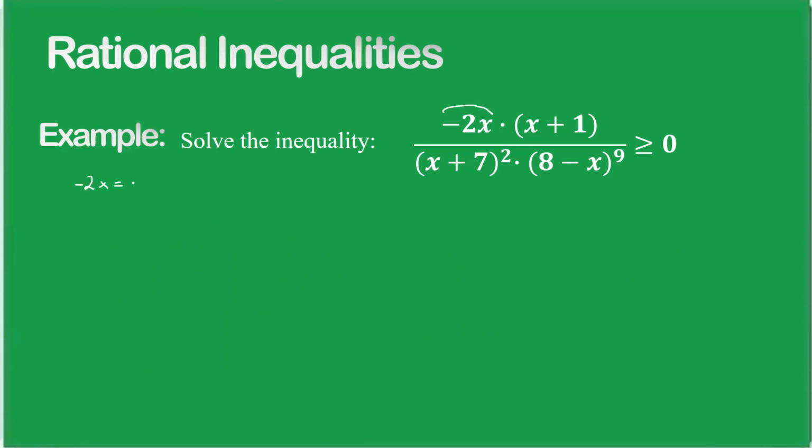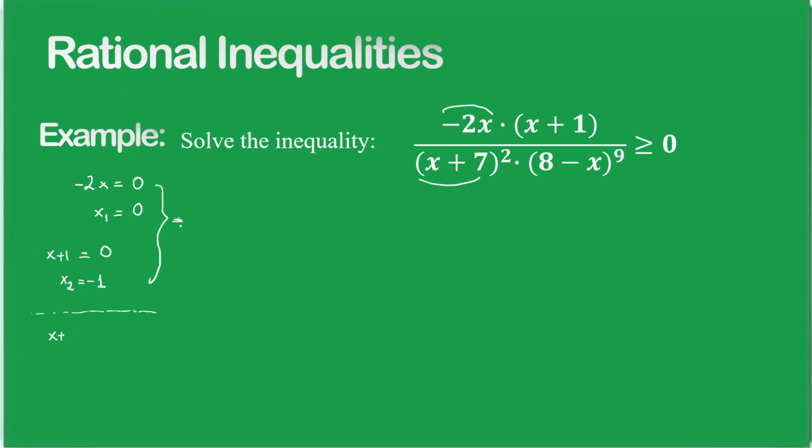Minus 2x is the first, so it is equal to 0, then x1 is 0. The next one is x plus 1. X plus 1 is 0, then x2 is minus 1. The other one is (x plus 7) squared. Let's write this one. This part makes the expression 0.